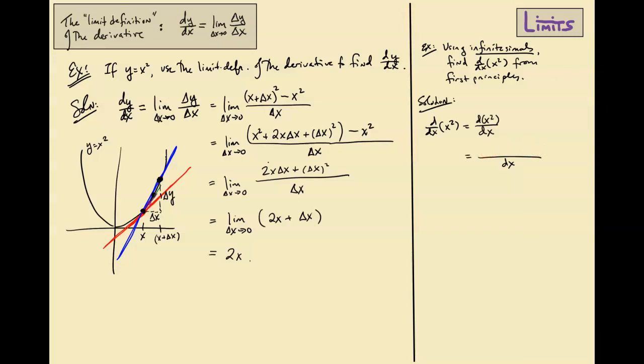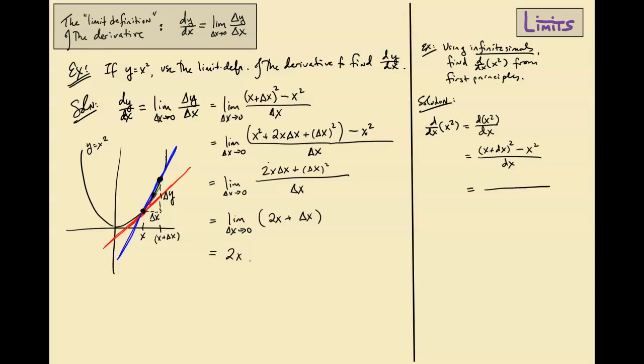Well, the change is just the change from x to x plus an infinitesimal bit more, from x to x plus dx. So the value after the change was x plus dx squared. And the value before the change was, of course, x squared.